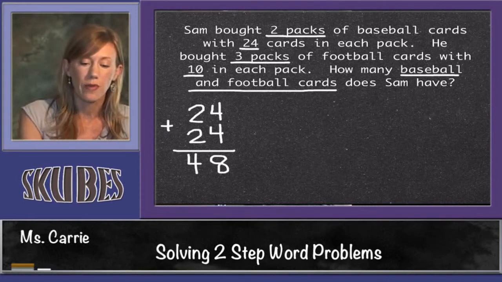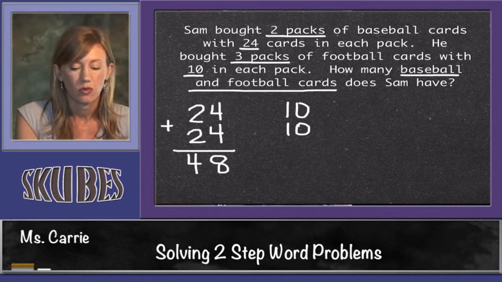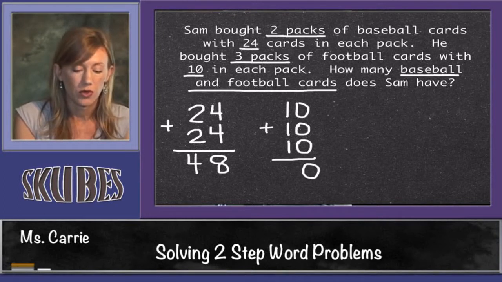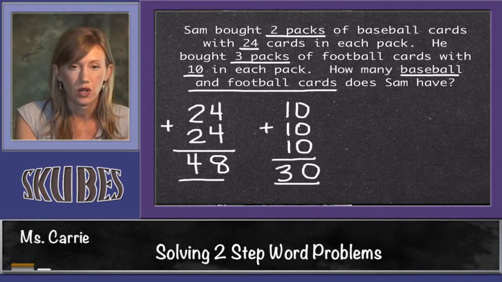He bought 3 packs with 10 in each pack. So 10 plus 10 plus 10. We need to do this 3 times because Sam has 3 packs. Well, 0 plus 0 plus 0 is 0. 1 plus 1 plus 1 is 3. This is his baseball cards. These are his football cards.